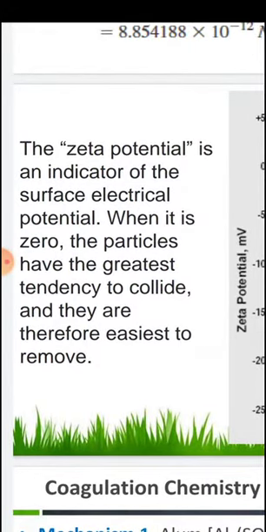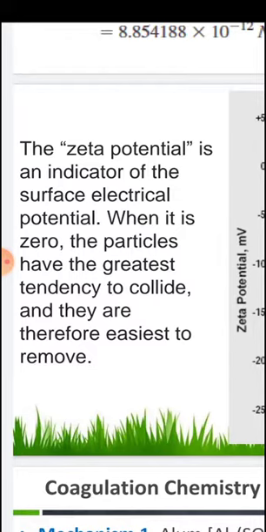The zeta potential is an indicator of surface electrical potential. When it is zero, the particles have the greatest tendency to collide, and they are therefore easiest to remove. So what we are actually doing is trying to reduce the zeta potential. We are reducing the zeta potential by reducing the thickness of the diffused layer.